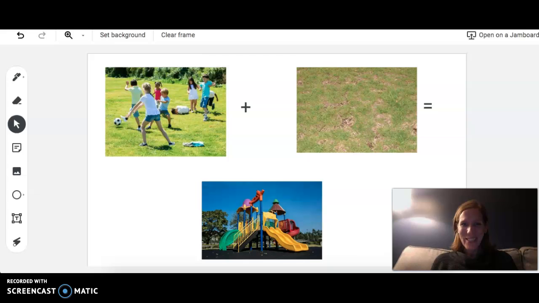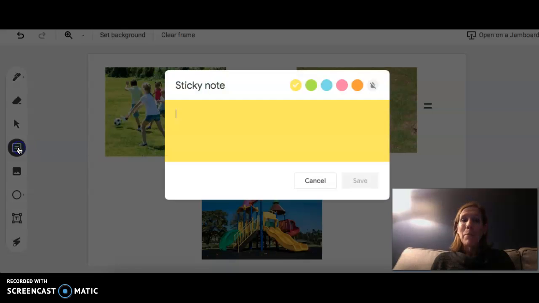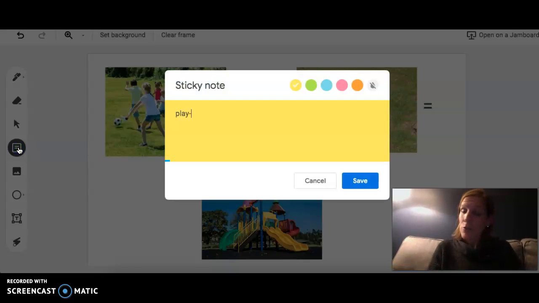What do you think this one is? Okay, you might know what the ending word is. So if you know the ending word, then what is this word and what is this word? So this must be a picture of play. That's a picture of play. And play would be a verb.